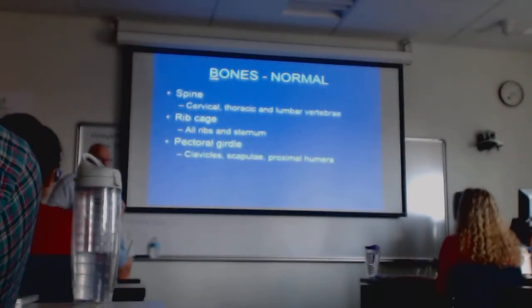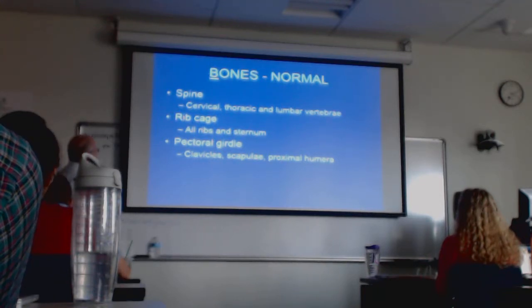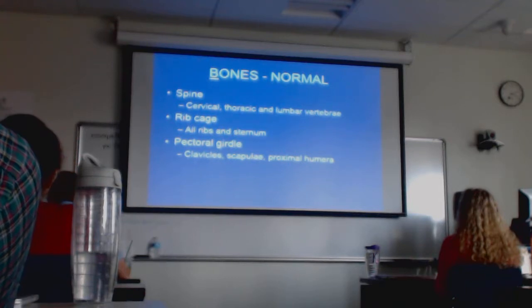Let's talk about the bony anatomy. Okay, I already told you that ribs are tricky. So on a normal chest X-ray, we're going to see cervical, thoracic, and lumbar vertebrae. Mostly they're going to be thoracic, but you will see the lower cervical and the upper lumbar vertebrae. How many cervical vertebrae? And how many thoracic? And how many lumbar? And how many ribs?